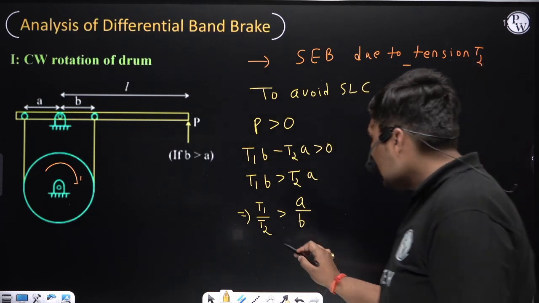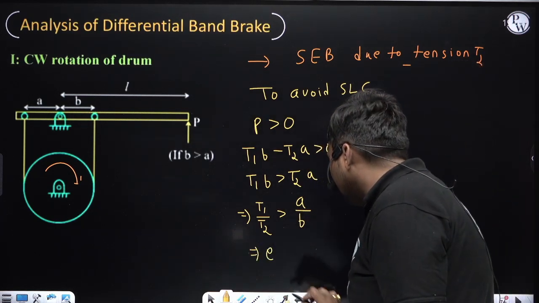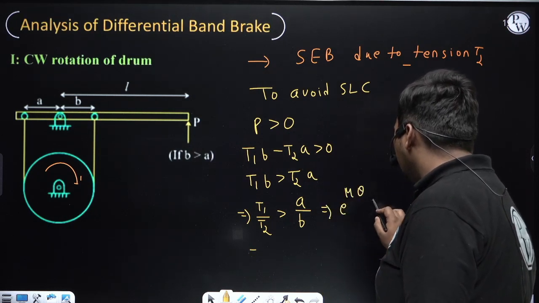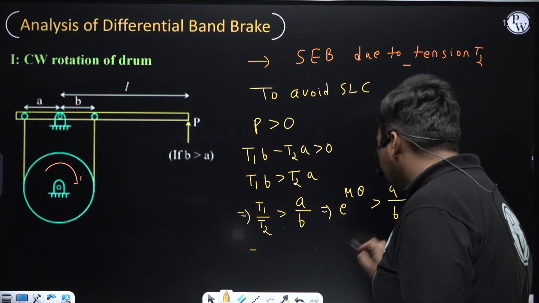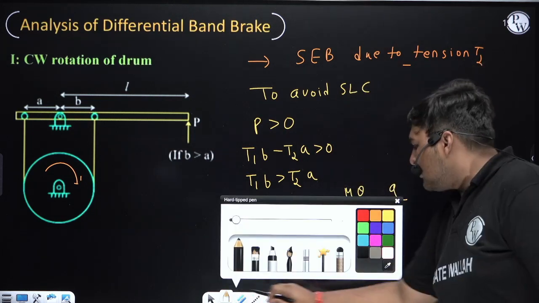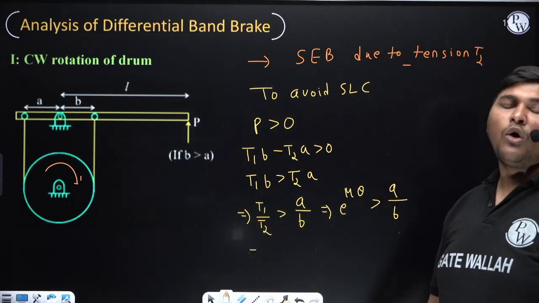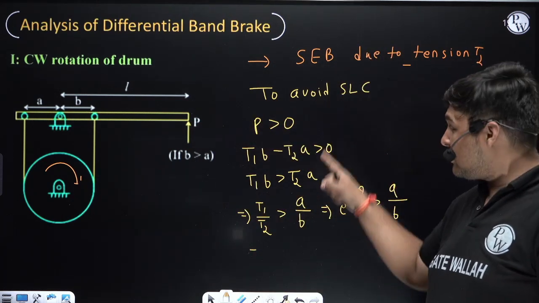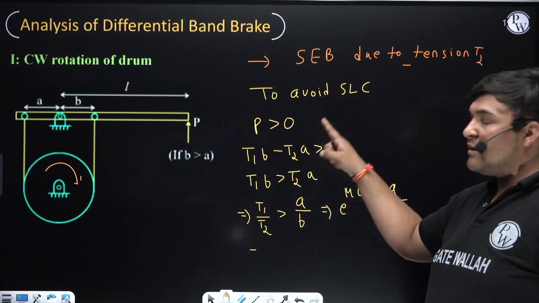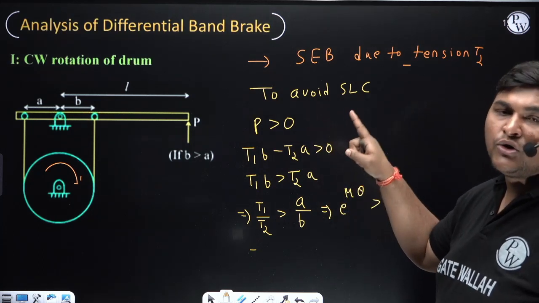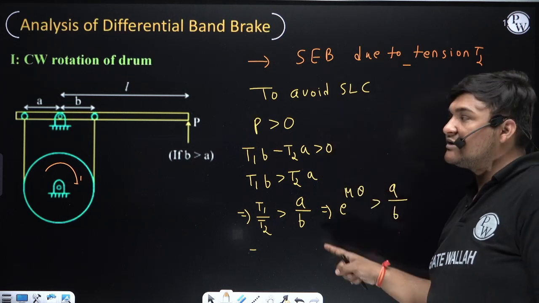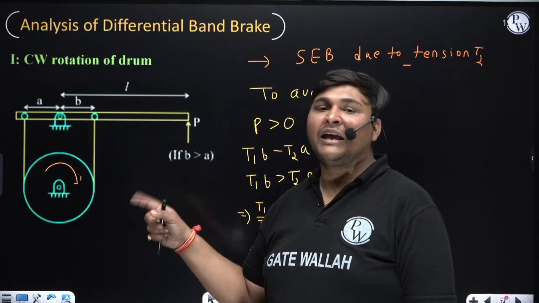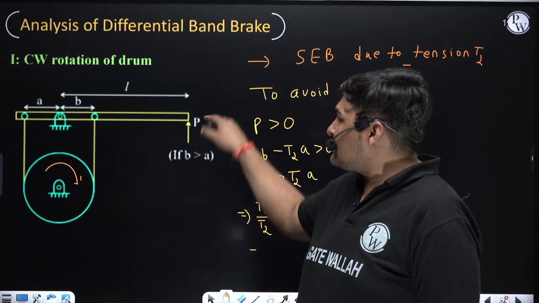Please see carefully. T1 by T2 is e to the power mu theta. So you can say e to the power mu theta must be greater than A by B. Means LHS should be more than RHS. Whenever this equation is satisfied, the brake will not be in self-locking condition for clockwise rotation of drum. Don't memorize this, only understand. If the examiner asks what the relation is to avoid self-locking condition, derive this expression, because right now B is greater than A. In the other case A can be more than B, but in that case the direction of effort will change.